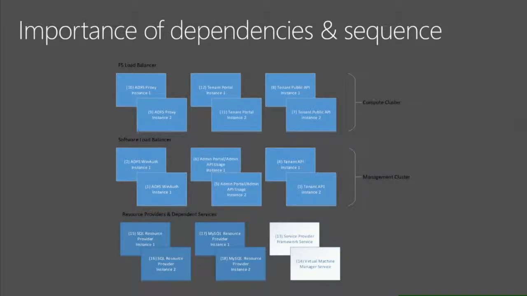You've got half of those running on the compute cluster. You've got the other half running on the management cluster, right? Understanding that we need to update SPF and VMM before we update the Windows Azure Pack, right? We need to do that. Updating the Windows Azure Pack in a very specific order as to avoid tenant inbound disruption or the API tier, the proxy tier, right? Very important to understand.